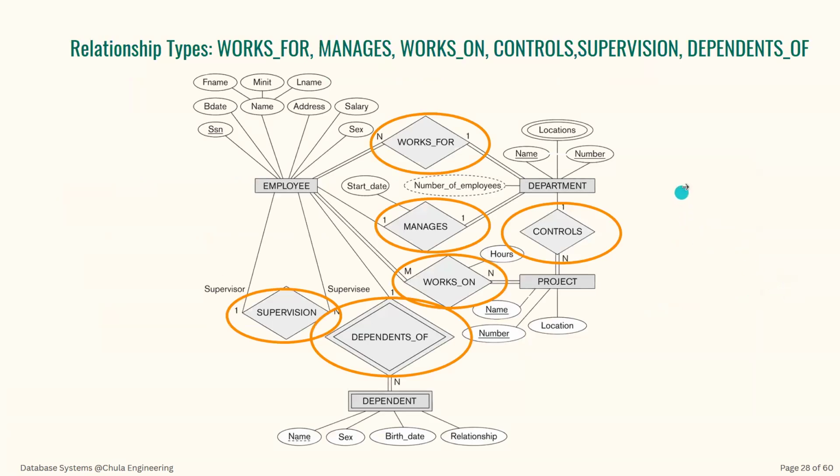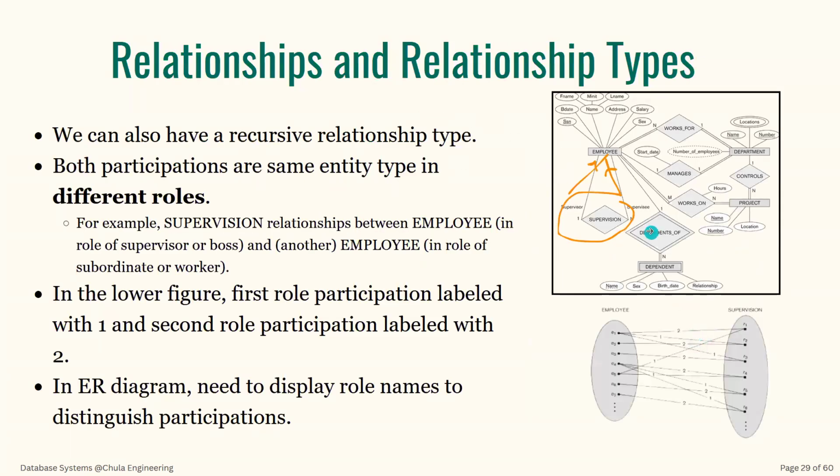Now, the relationship types in this diagram would be six of them: works for, manages, controls, works on, dependents, and supervision. So let's take a look at supervision. This is one of the strange ones because it actually circulates back to the same entity. So it is a recursive type. Okay, we call it a recursive relationship type.